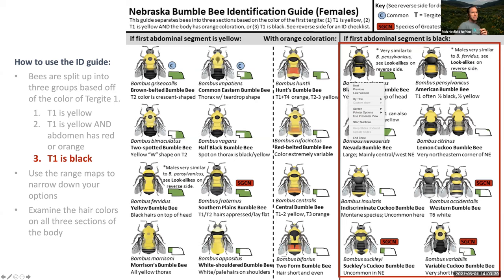Really the bulk of the western range, so from the Rocky Mountains basically west all the way to the coast down through California, is vancouverensis. Awesome.